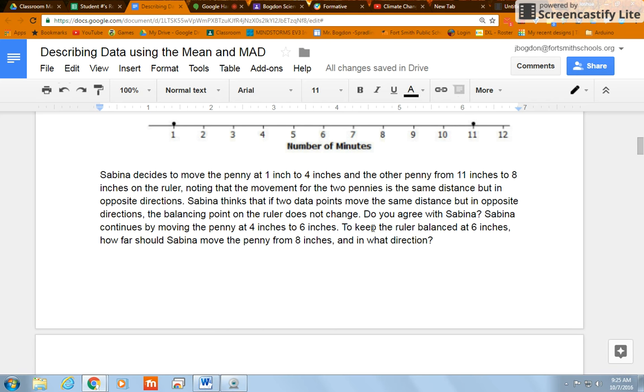So to keep the ruler balanced at 6 inches, how far should Sabina move the penny from 8 inches? And in what direction? No, hold on. I'm sorry. I missed one part. It says Sabina.